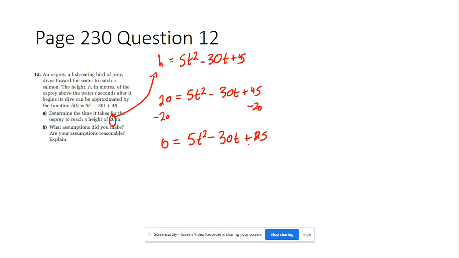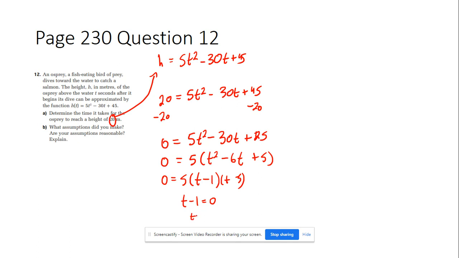Before I do that, I can take out a common factor of 5 here. So we have 5(t² - 6t + 5), and that means 0 = 5, and then we get (t - 1)(t - 5). So we get t - 1 = 0, which means t = 1, or t - 5 = 0, and that means t = 5.